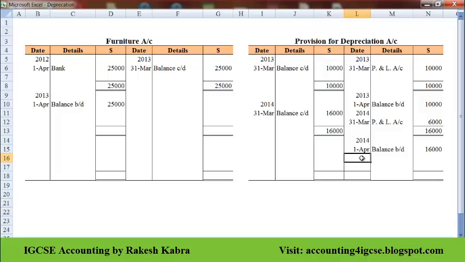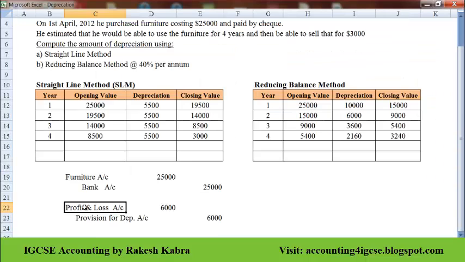Now we are in which year, tell me? Now we are in the third year. Year 1 over, year 2 over, now we entered the third year. In the third year, this is the opening balance of the provision account, 16,000. And when the year is over, 2015 March 31st, again I will charge depreciation. Again I will pass this entry, profit and loss account debited, provision account credited. This time with how much amount? 3,600. The amount of depreciation in the third year is 3,600.